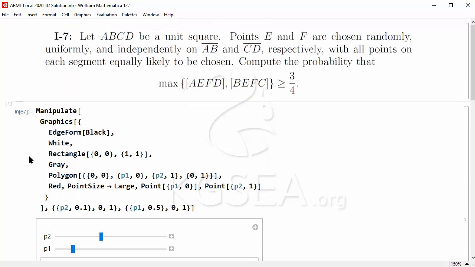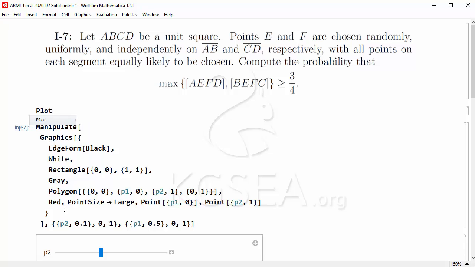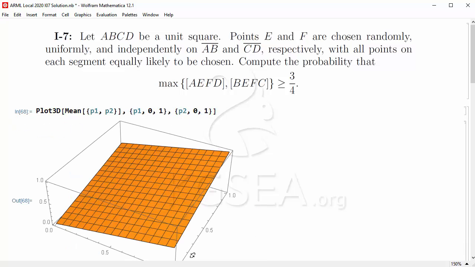There are many ways to do this here, but we are basically dealing with P1 and P2. So what I want to do is a Plot3D, under which I want to plot the mean of P1 and P2. I think I need to use a curly bracket here. Okay, so that's my height, and my P1 goes from 0 to 1, and P2 goes from 0 to 1. And it looks like this here.